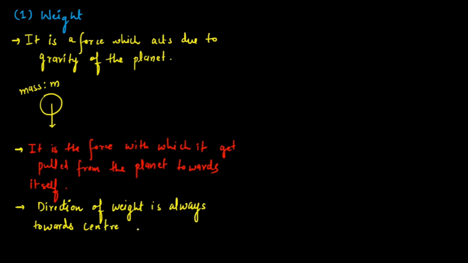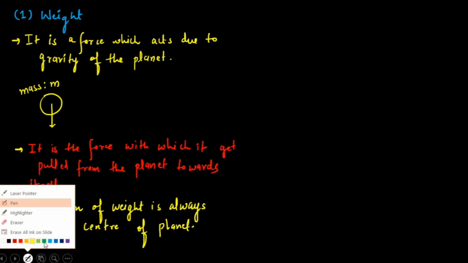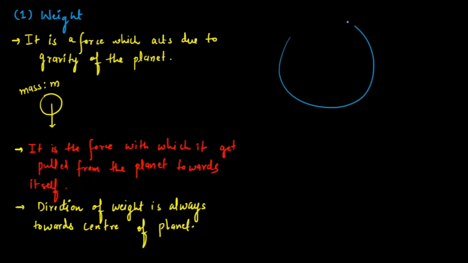For example, suppose we have a particular planet like this, and in that planet there are two objects. One is kept here, another is kept here. Whatever planet it is doesn't matter. What matters is how this planet is going to pull that object. It is always directed towards the center of the planet. This is how this mg is going to act.